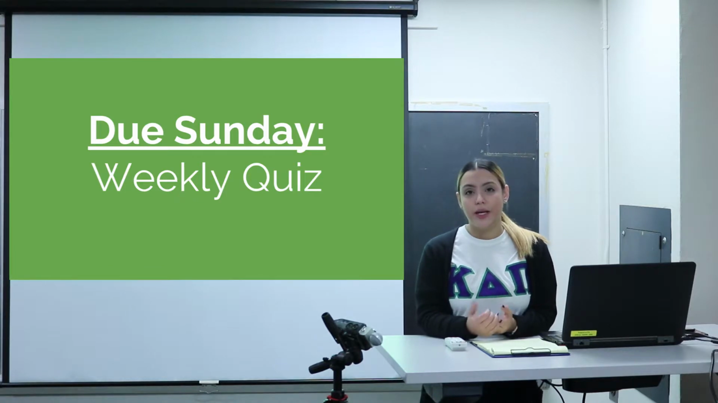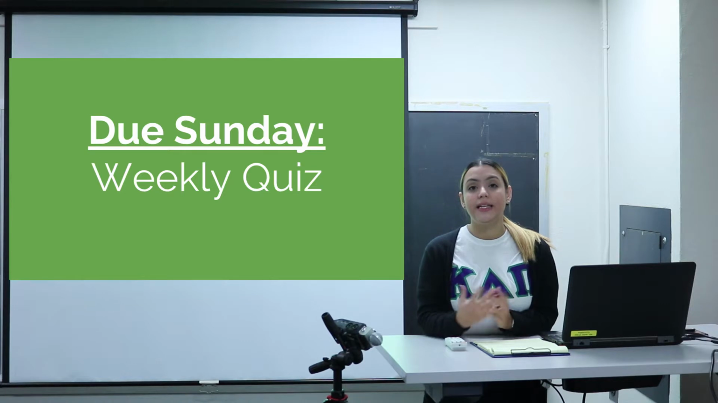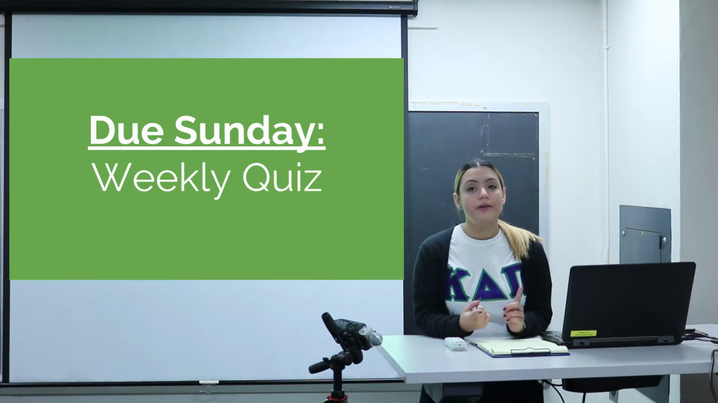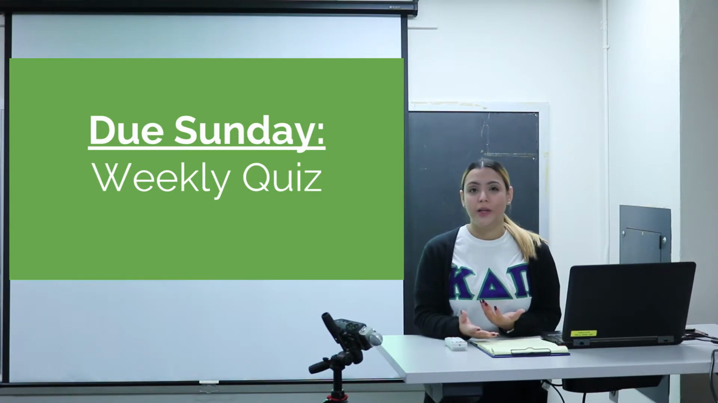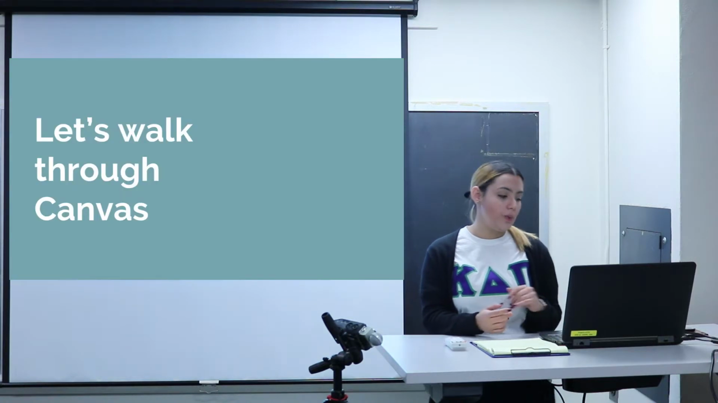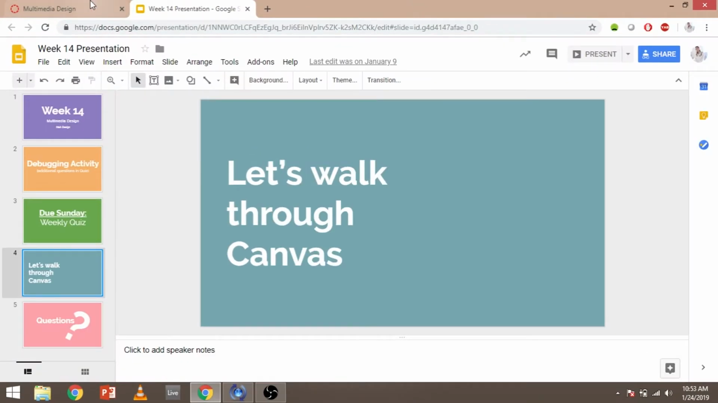In your weekly quiz, what you're going to be responsible for doing is that you will explain 6 out of the 10 errors that you found. So you will say what the error was, you will say how it was affecting the code, and how you were able to fix it. So again, it's just 6 out of the 10, just so that you can take your time and really explain it. So now let's walk through Canvas and look at our weeks.